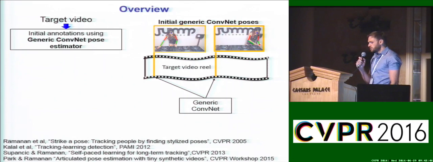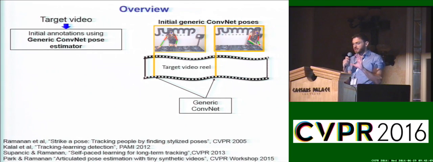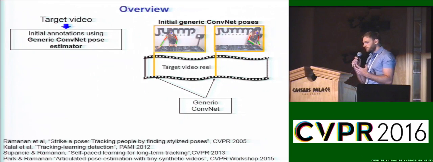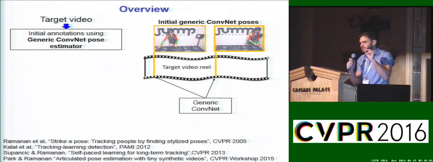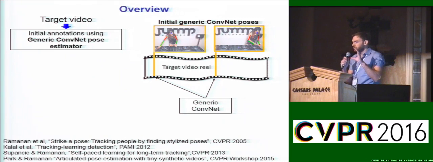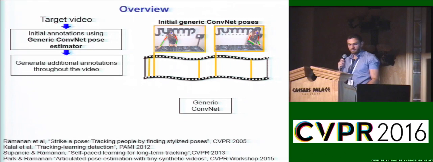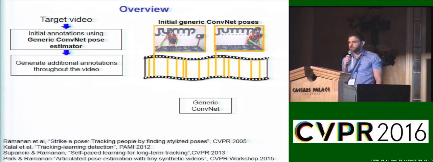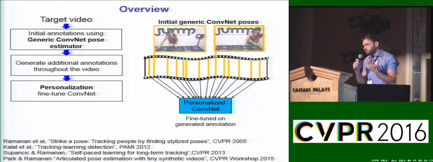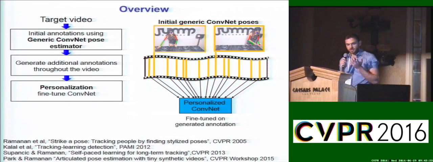Our method of personalization works as follows. First, you take a target video and a generic ConvNet, and you find frames in the target video where the generic ConvNet is able to predict the pose with very high accuracy. And these pose predictions actually become initial annotations that we will use for training. From these initial annotations, we learn to generate additional annotation throughout the video, and then this becomes our training material for training the generic ConvNet by fine-tuning the ConvNet on the annotation, and this becomes our personalized ConvNet.